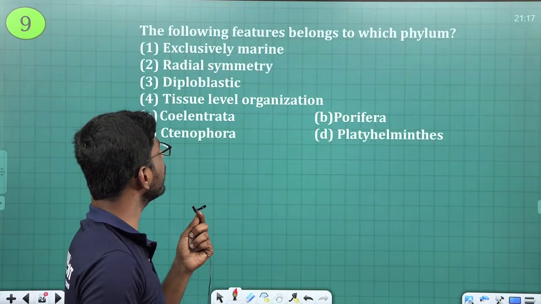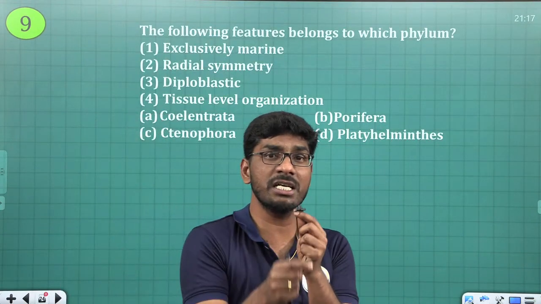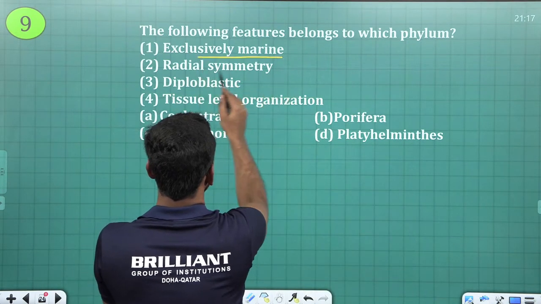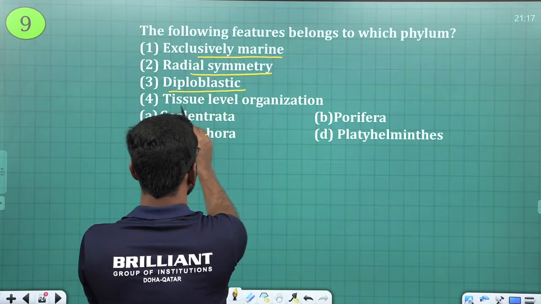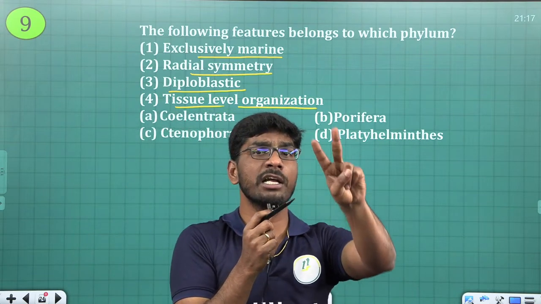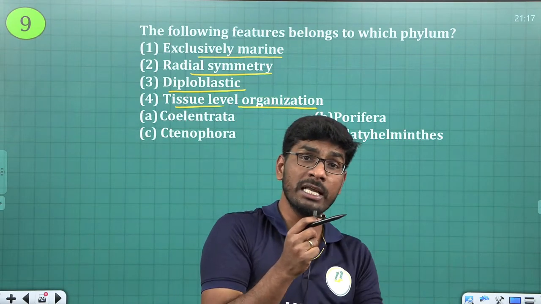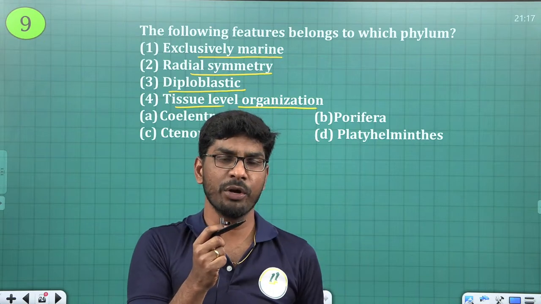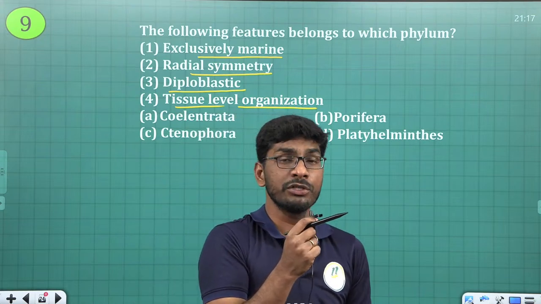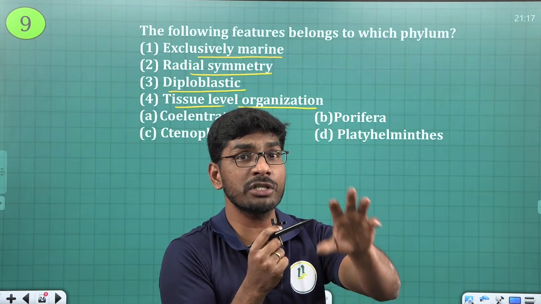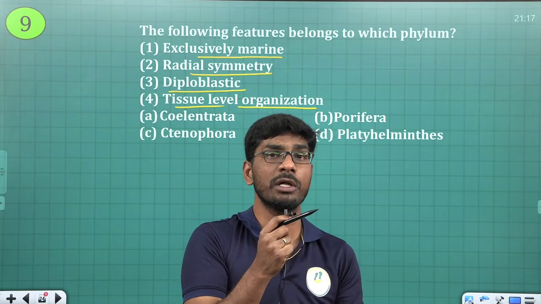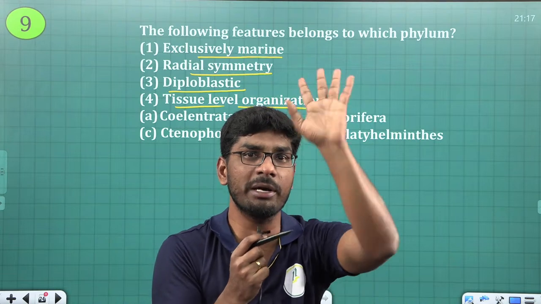Next question. The following features belong to which phylum? They are given, right? Look here. Number 1, exclusively marine, radial symmetry, diploblastic, tissue level of organization. Very, very easy. I told you, my dear, in class, there are two sister phyla. What are they? Coelenterata and also Ctenophora are sister phyla. Both show common affinities. Ctenophorans are called comb jellies and sea walnuts. Ctenophorans have 8 comb plates, which help in locomotion, I said. In the same place, I also mentioned that Ctenophorans are exclusively marine.